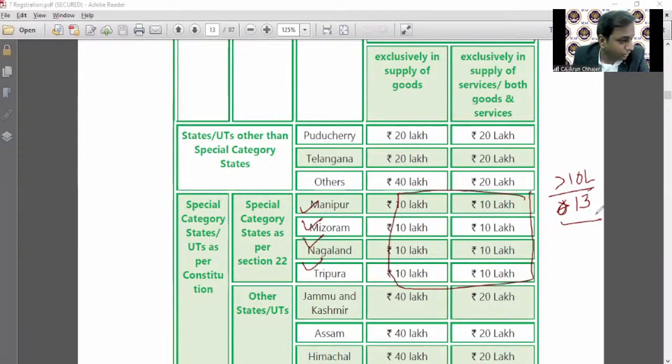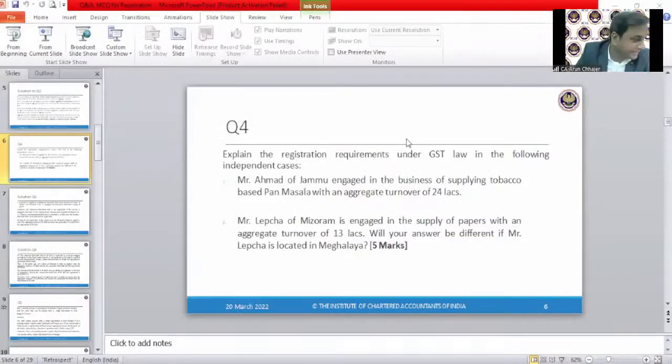Perfect, Preksha. Excellent. Nidhi, absolutely correct. Thank you so much. Confirming the second example: because he is doing the business in a special category state, the limit would be 10 lakh. His turnover is 13, therefore he has to take compulsory registration. Absolutely correct. Superb. Excellent.